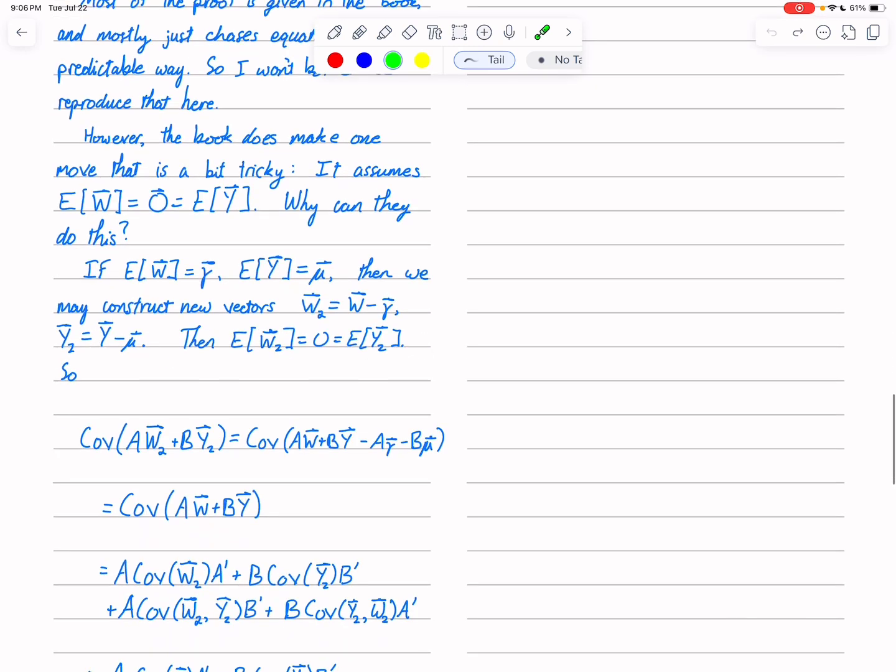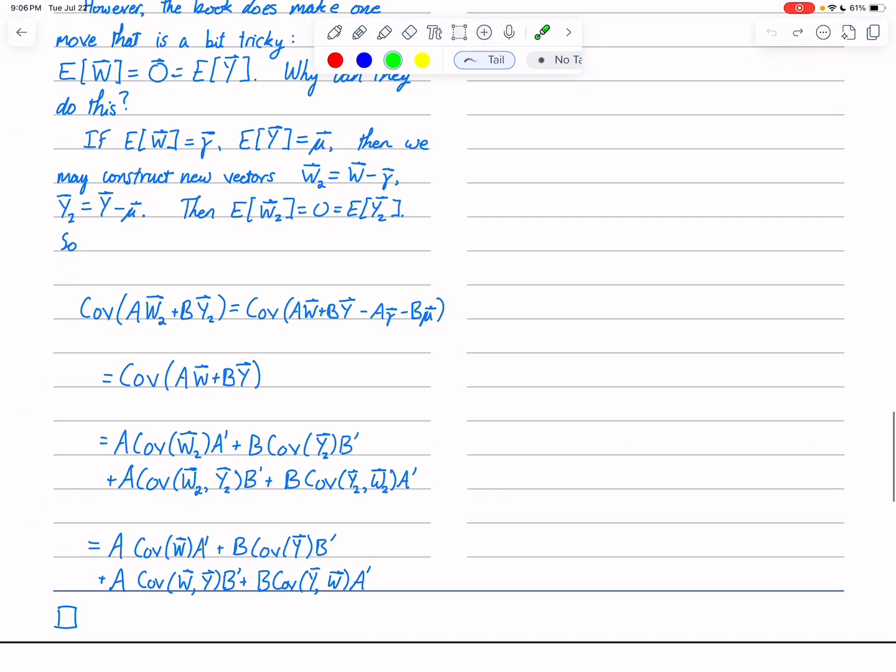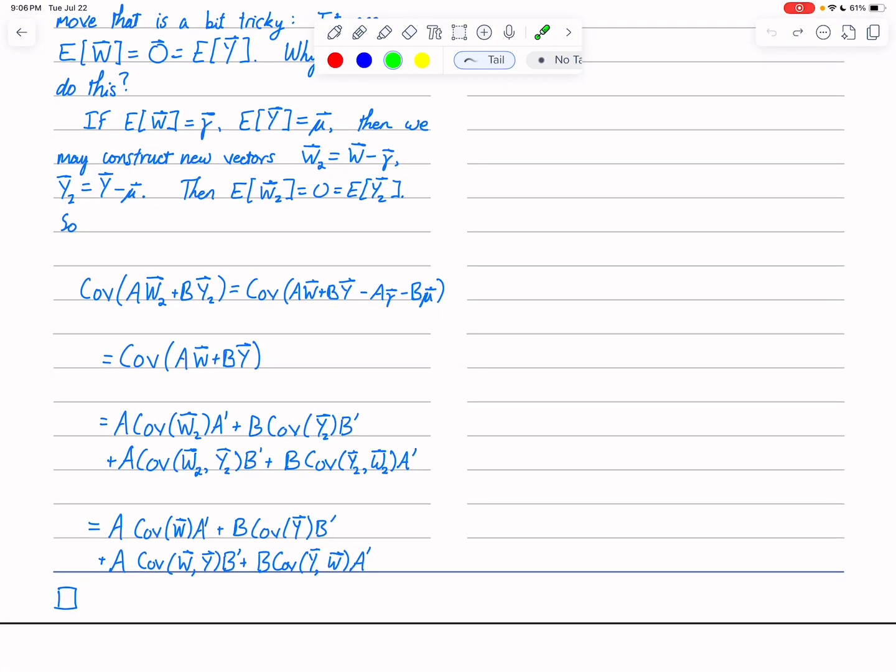But I'm going to go ahead and explain how, with what is proved in the book, the complete proof is actually not too hard, or at least you can kind of see how it goes here. So let's now assume that the expected values are gamma and mu, where these need not necessarily be zero.